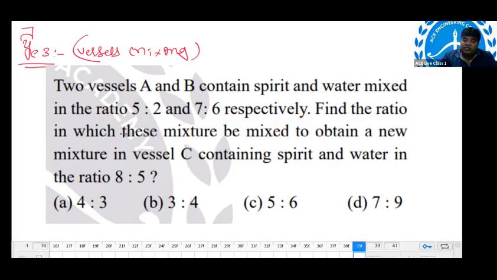Okay, in which these mixtures are to be mixed to obtain a new mixture in the vessel C means, vessels you are mixing in which ratio? That is the question actually. Vessels mixing in which ratio? Not vessel 1 and vessel 2 mixing directly. These mixtures are to be mixed to obtain a new mixture in the vessel C. Okay, vessel C has spirit and water in the ratio 8:5. In the new vessel, spirit and water 8:5.